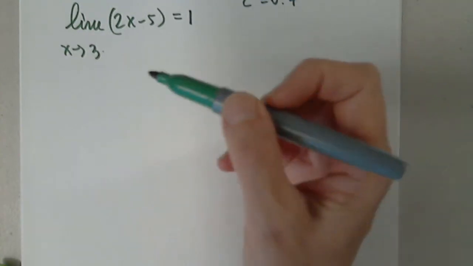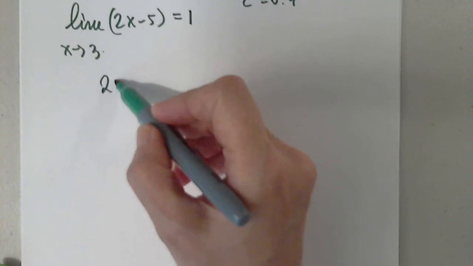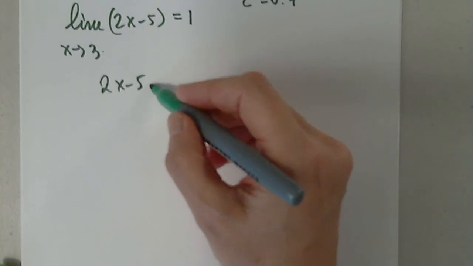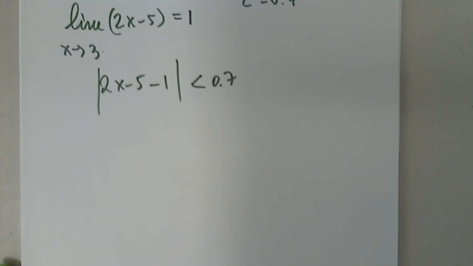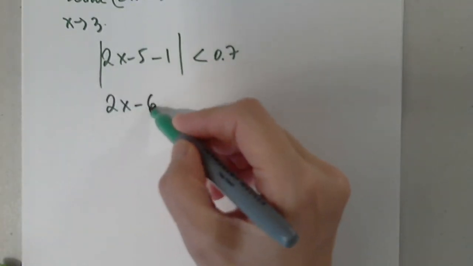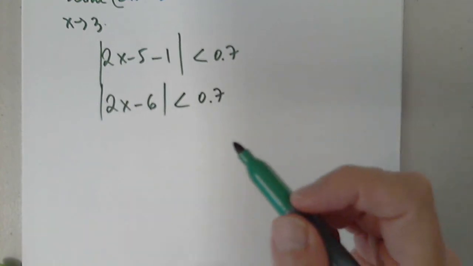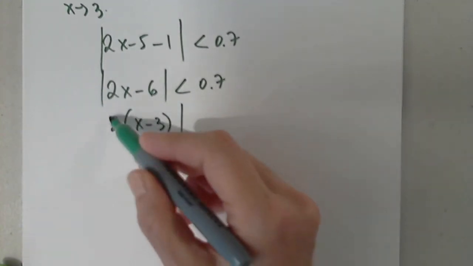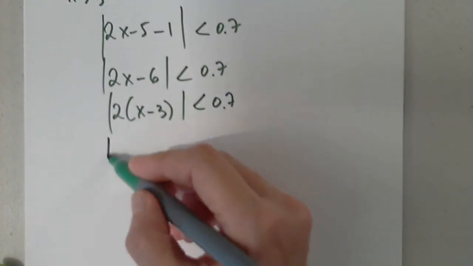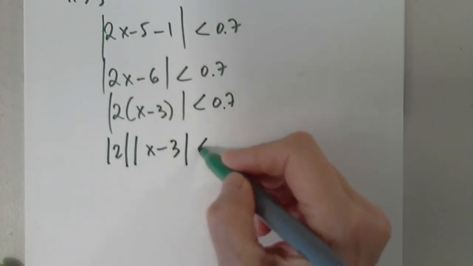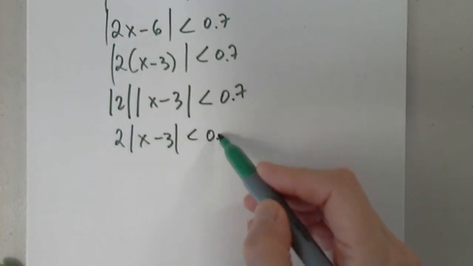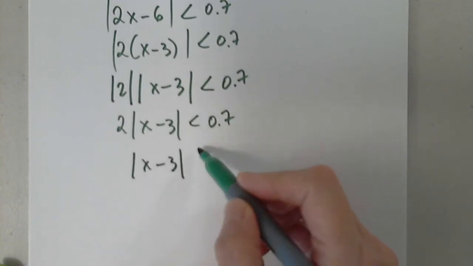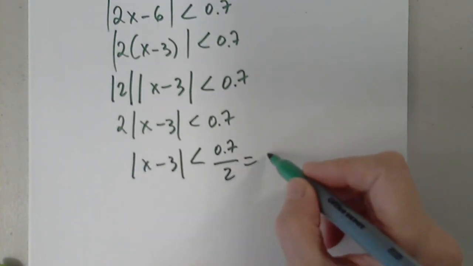So we always start from the function, which is 2x minus 5. We have to write the whole thing, but now quickly let's determine delta. So minus 1 in absolute value, less than 0.7. We combine like terms and we have 2x minus 6, less than 0.7. We factor out 2, we get x minus 3. We still have to continue writing this. That's the correct step. Now this is 2, and it's x minus 3. So x minus 3 less than 0.7 divided by 2, and that's your delta.